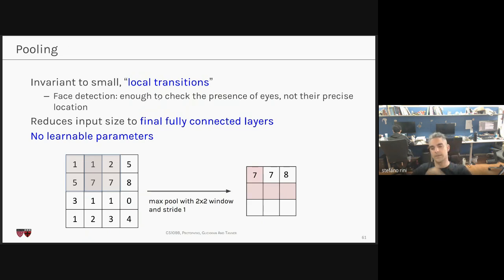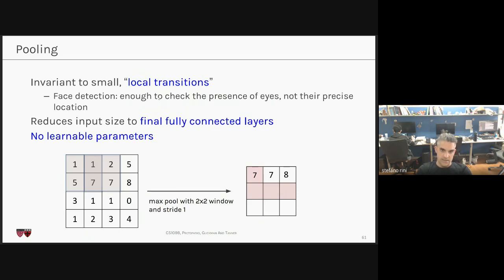So the idea is that we want the operation to be invariant to small translation, right? So if we have a face, then we know that we have to detect eyes, and it doesn't matter what is the position of the eyes, right? So eyes could be in a certain perspective. They could be closer, they could be further away. So we want to be sort of invariant to that.